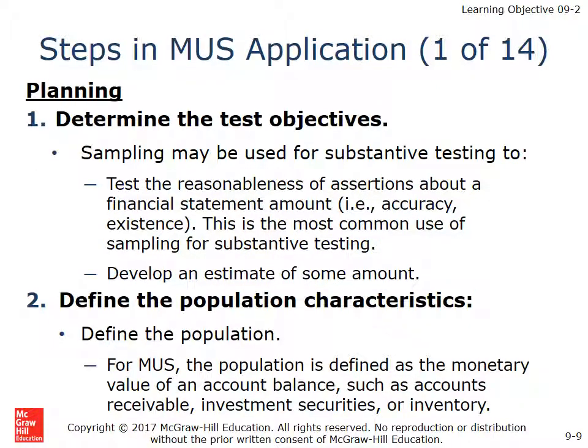So how do we do this? We're going to look at the steps, and we're going to look at an example here. First of all, determine what our objectives are. Sampling may be used for substantive testing to test the reasonableness of assertions about a financial statement amount. It's accurate, it exists. This is the most common use for sampling for substantive testing. And then develop an estimate of some amount. Define the population characteristics, and make sure you define it correctly. For monetary unit sampling, the population is defined as the monetary value of an account balance.